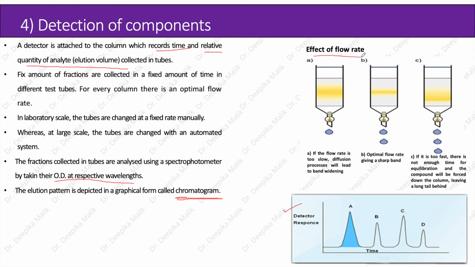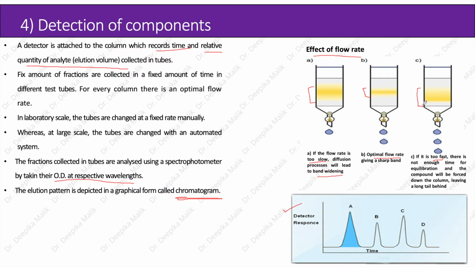If the flow rate is too slow, the diffusion process will lead to band widening, whereas an optimal flow rate gives a sharp band. And if the flow rate is too fast, there is not enough time for equilibration and the compound will be forced down the column, leaving a long tail behind.